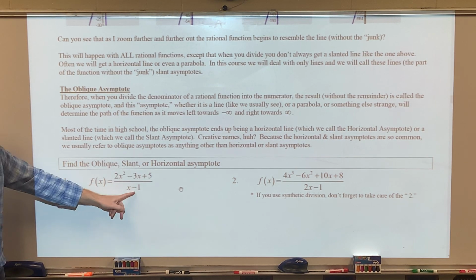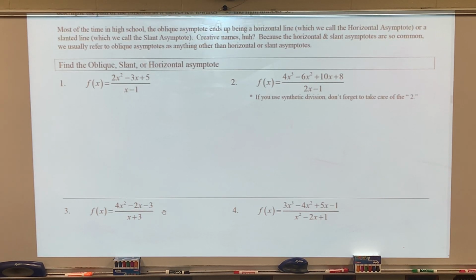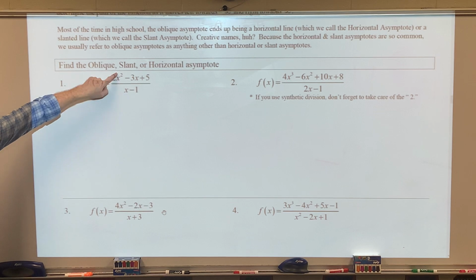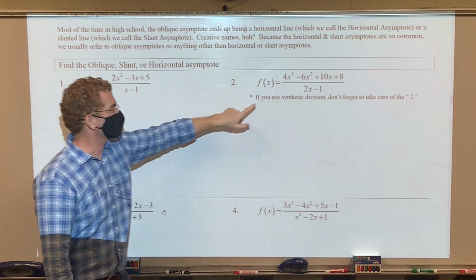Now on this first one, what do you notice about the powers? One higher on the top. So if I were to divide and it's one higher power on the top, what do you think is going to happen? What's going to happen when you do the division? You're going to have what kind of line? You're going to have an x in that line, right? So it's going to have a slope. And if it has a slope that's not zero, then it's slanted. So when I see one power higher, I know that I'm going to end up having some kind of a slant asymptote.